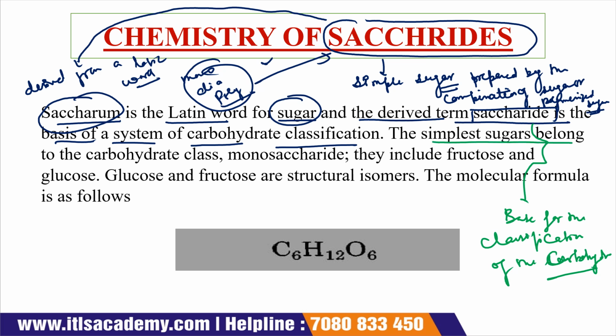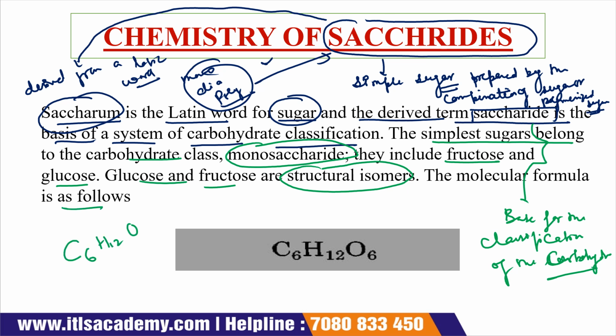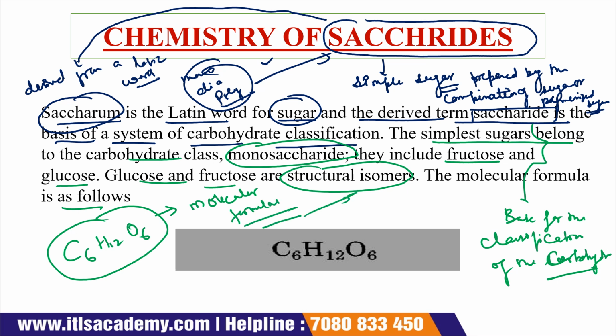The simplest sugar belonging to the carbohydrate class is the monosaccharide. That means we cannot divide this monosaccharide. It is the smallest unit of the carbohydrate, that is fructose and glucose. Glucose and fructose are structural isomers, and the molecular formula is C6H12O6. This is the molecular formula for glucose and fructose, and they are structural isomers of each other.